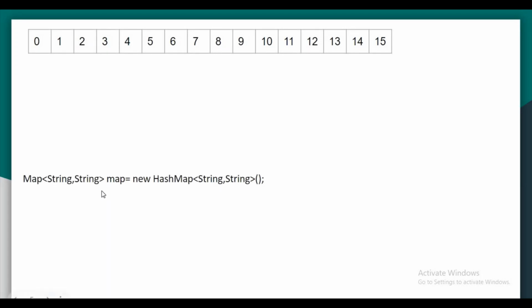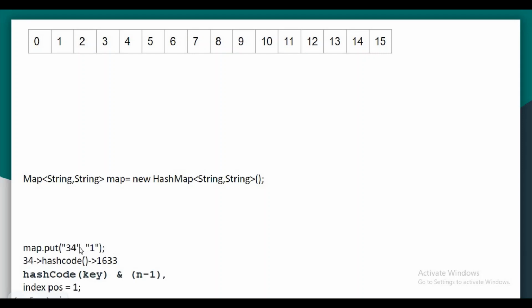Let's assume I have created a map, and now I want to insert a key value pair into my map. As we already know, there are 3 steps: hashcode generation, index value generation, and node creation. First, for this key 34, a hashcode is generated, which is 1633, and based on this formula the index position is calculated. The index position is 1, guys. Now a node is created and inserted at index position 1.